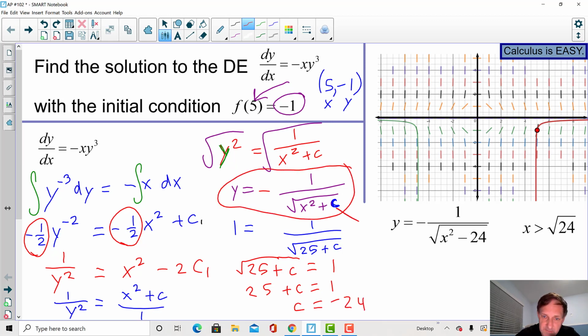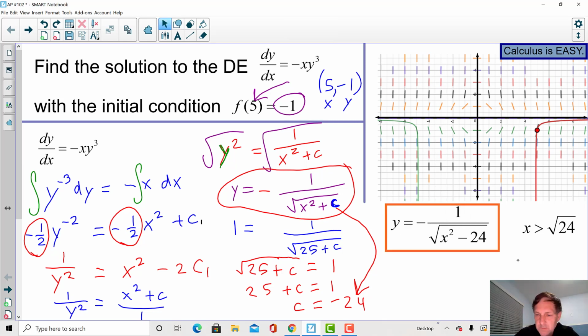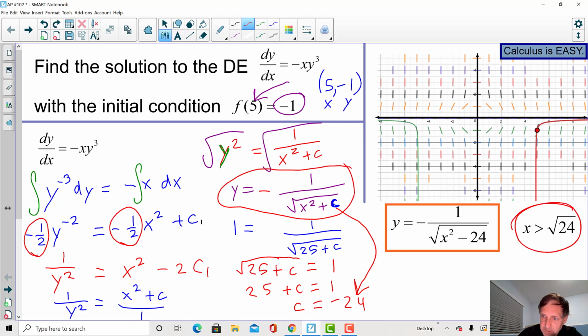But my c value is -24. So I'm putting -24 right here. So here's our final answer. I'm going to put a box around it. This answer was sitting there the whole time. It's in the orange box. But I do want to talk about this component right here.